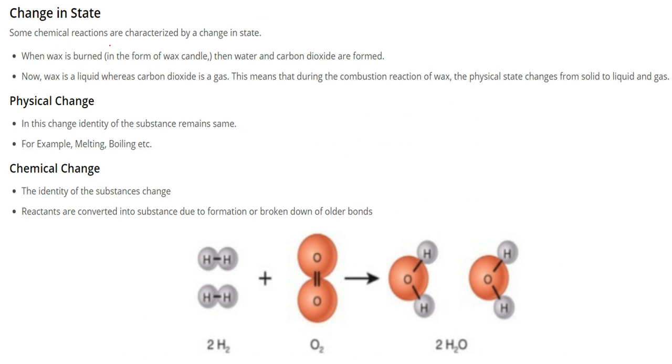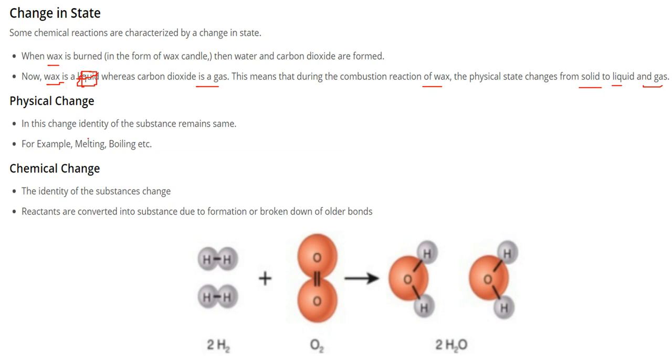How about change of state? You might have seen wax, meaning a candle. When it burns, this wax becomes liquid, and then water and carbon dioxide are being formed. So wax is a solid, and it produces a liquid form and carbon dioxide in the gaseous form. That means in the combustion reaction of wax, there are certain changes in the physical state from solid to liquid and gas.